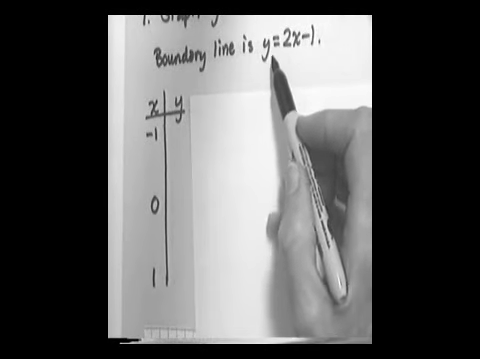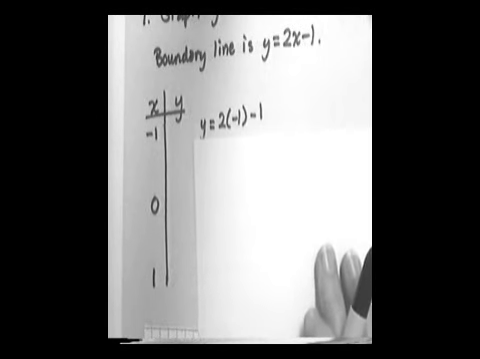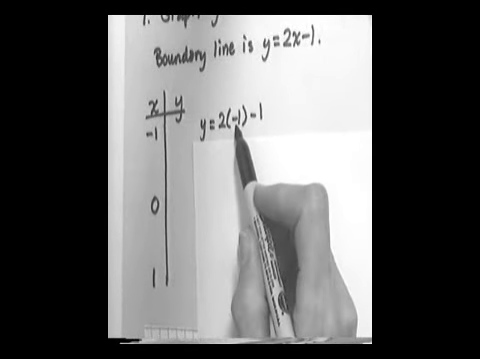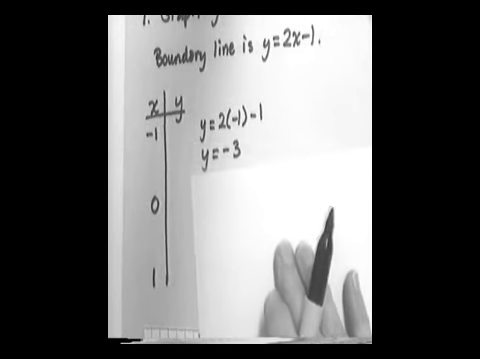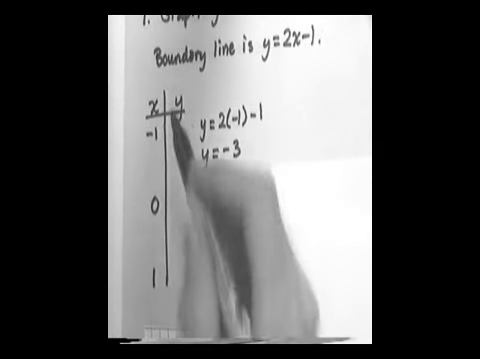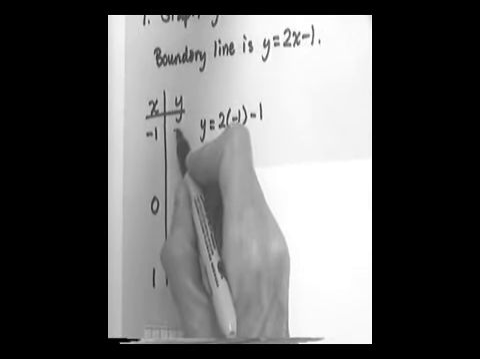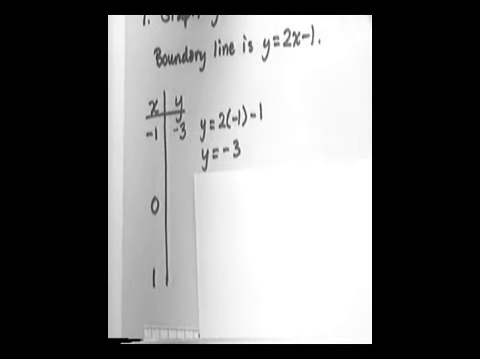So we fill in -1 in place of x, and we get y equals 2 times -1, subtract 1. 2 times -1 is -2. -2 subtract 1 will be -3. So the y is -3. That gives us the point -1, -3.